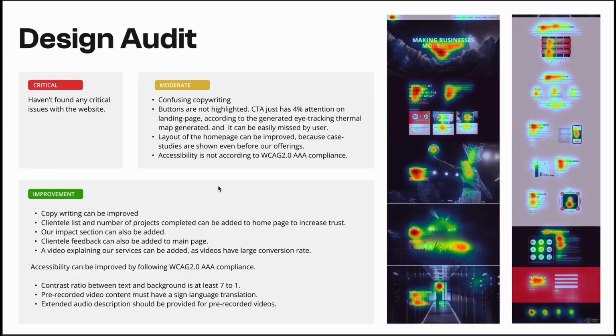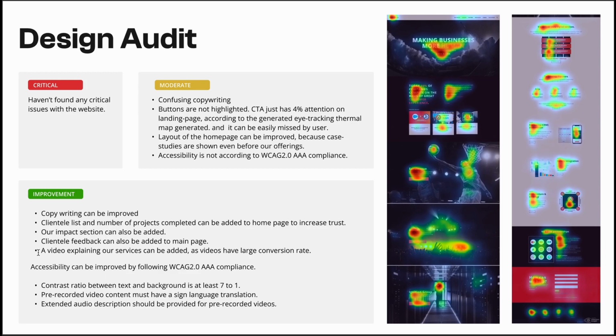Here is my process. First, I ran the design audit on the whole page. I have done the thermal eye tracking and got to know where the focus is on the web page and assessed if it's the right place to be focused. I haven't found any critical issues on the site, just a few moderate issues like copywriting could be improved and CTA could be improved. These are all the issues that we have discussed earlier. One that we haven't discussed is that accessibility can be improved, and the scope of improvement here. This is all the points that we have discussed here.